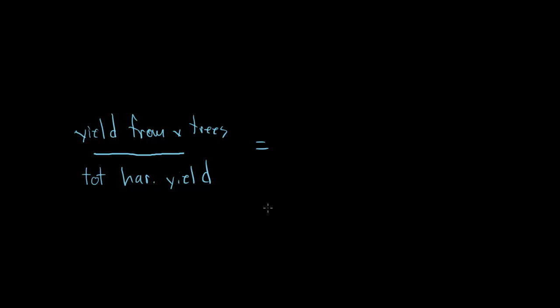The harvest yield from a certain apple orchard was 350 bushels. Well, that's one of our quantities directly. That's the total yield is 350 bushels. What about the yield from the X trees?